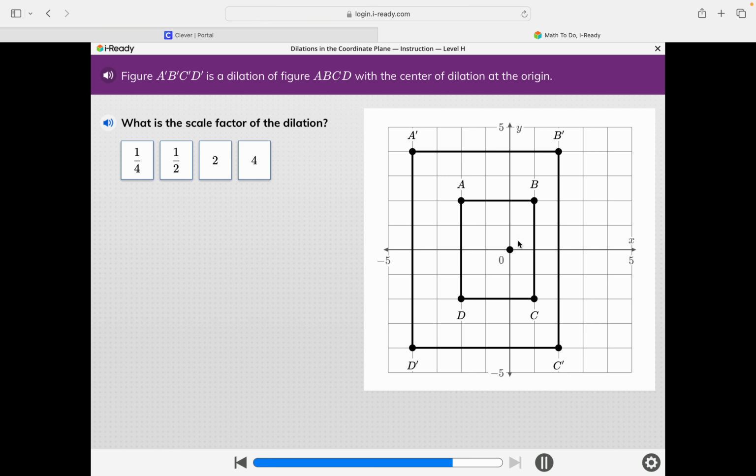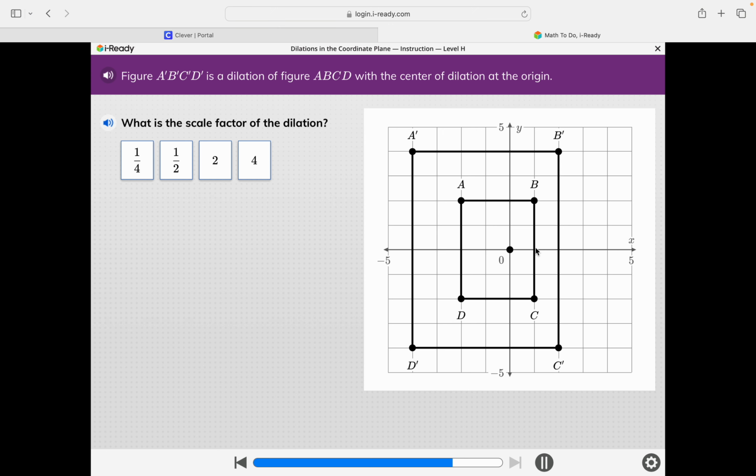B and B prime, right? No, let's actually do C and C prime, and find how much the scale factor is. Tell me the real C. The real C is 1 and -2.